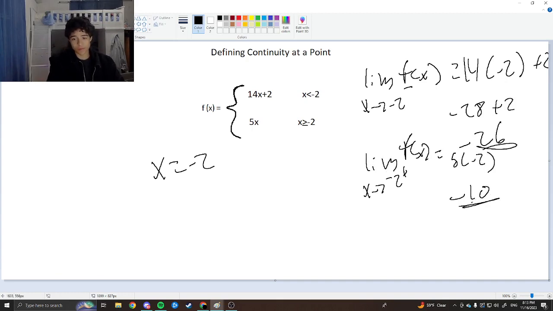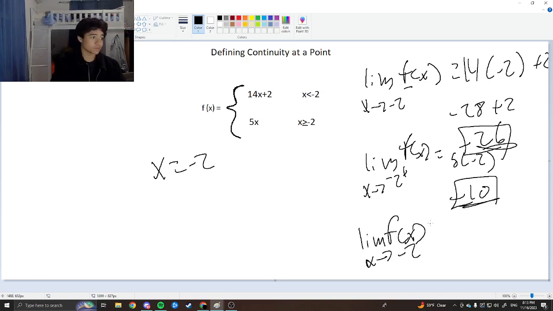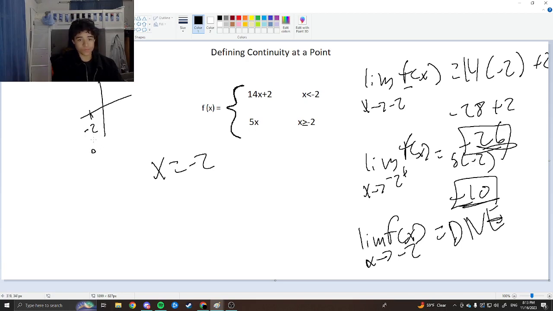So these two limits are different, right? So the limit of f of x when x is approaching -2 does not exist. So this graph is not continuous. And if you try to find what kind of discontinuity it is, it's not a hole, and it's not an asymptote, right? So a graph like this at -2, from the left is approaching -26 down here, and from the right is approaching -10, so that's going to be up here. You're going to have two lines like this, right? So since there's a gap here, this is called a jump discontinuity.